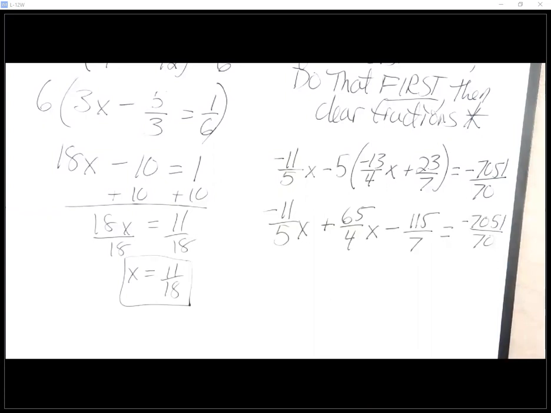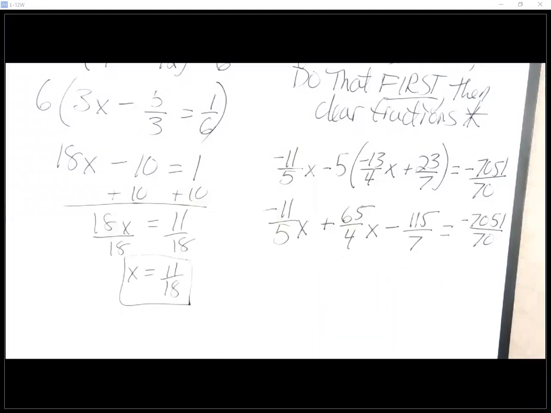And if you look at those denominators, 70 is kind of big, but it's not that bad. We can find a number that they all go into. Here's my helpful hint, by the way. Take your biggest of the denominators, which is 70. Do all your numbers, 7, 4, and 5, divide into 70?